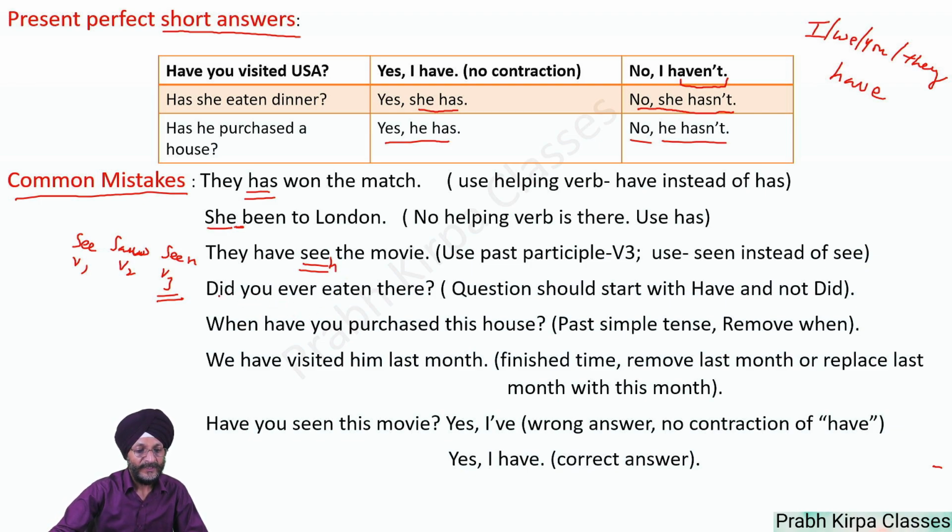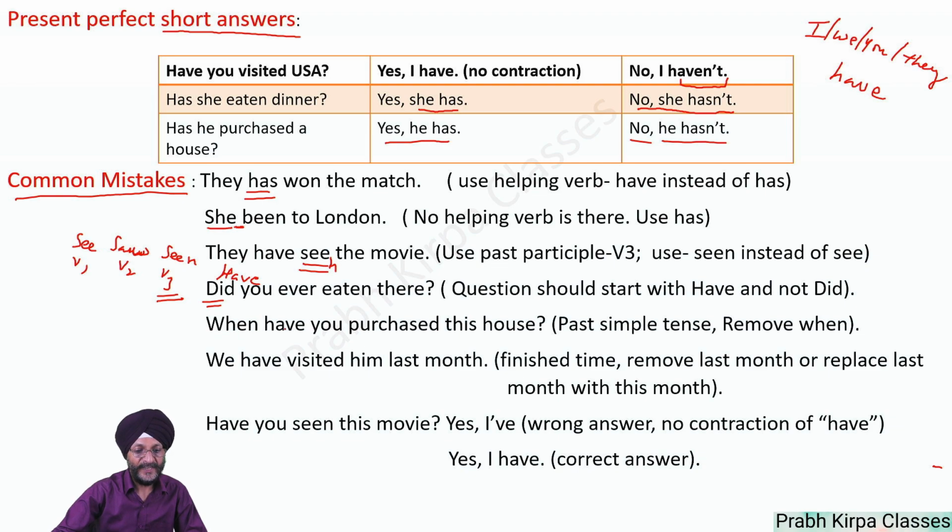Next question, did you ever eaten there? Now, as already told, the question in the case of present perfect will start with has or have and not with did. So the question will be, have you ever eaten there?